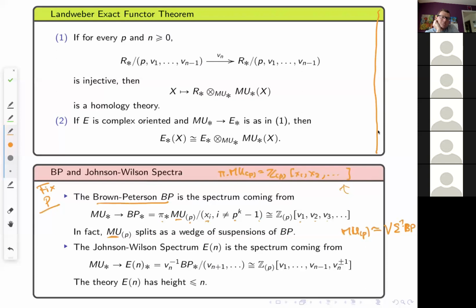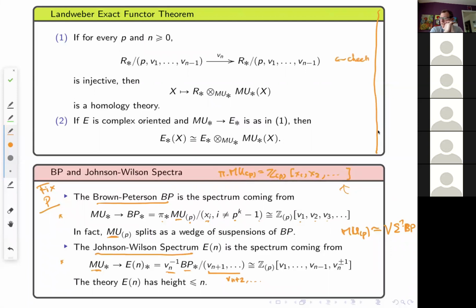Now once we have BP, we can construct some of its friends. For example, the Johnson-Wilson spectrum, E(n). If you read about chromatic homotopy theory, this thing will come up. First we take the map from MU star to BP. Then we take BP and mod out by all of the vi's bigger than n, so v_(n+1), v_(n+2), and so on. And then finally, we invert v_n. If you mod out by all of the v_(n+1) and you don't invert v_n, you're not going to get Landweber exactness. So a good exercise is to check these conditions for these two theories.